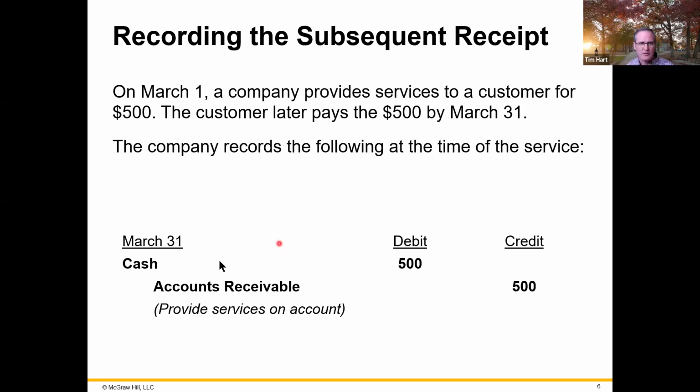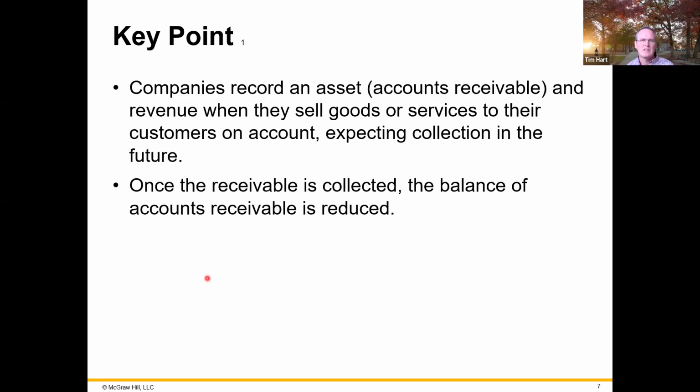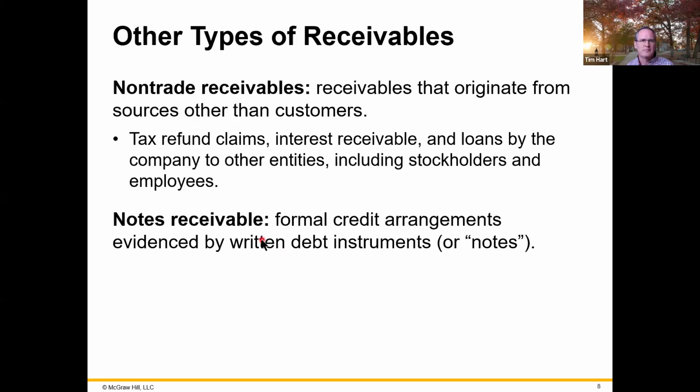Now, when they pay, of course, we receive cash and then credit the account receivable to eliminate that asset, exchanging it essentially for cash. Okay, we're good on that. Basic stuff. Now, other types of receivables, this is where it starts to get interesting.